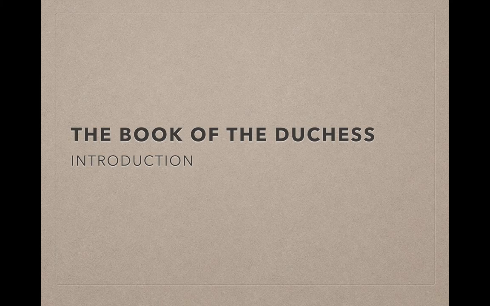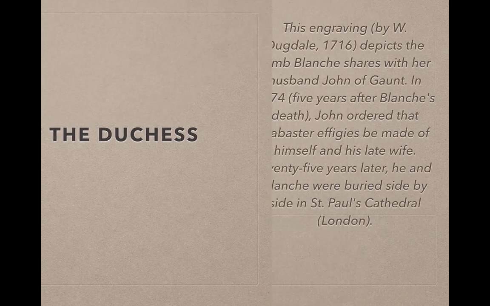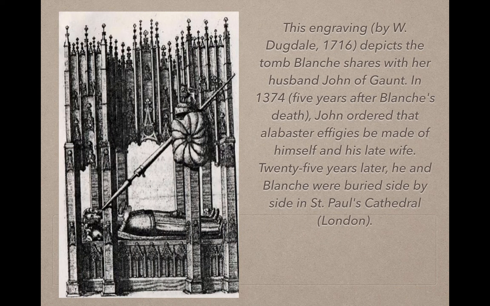It is an occasional poem, meaning that it is written on the occasion of, we think, probably the 1 year anniversary of the death of Blanche, who was the wife of John of Gaunt, who was a patron of Chaucer's and a friend of his. This is one of the great medieval love stories, supposedly, Blanche and John.